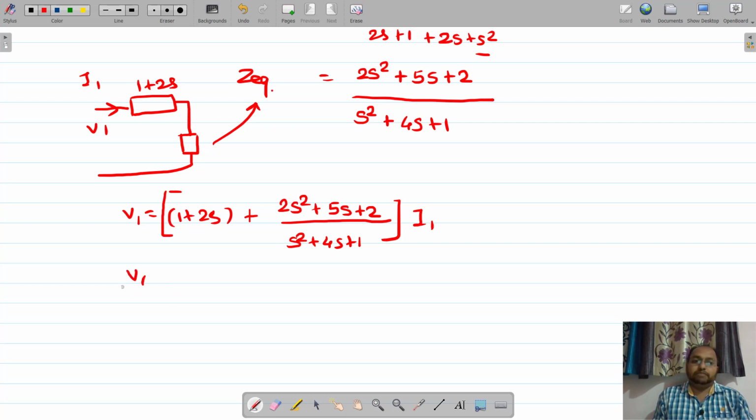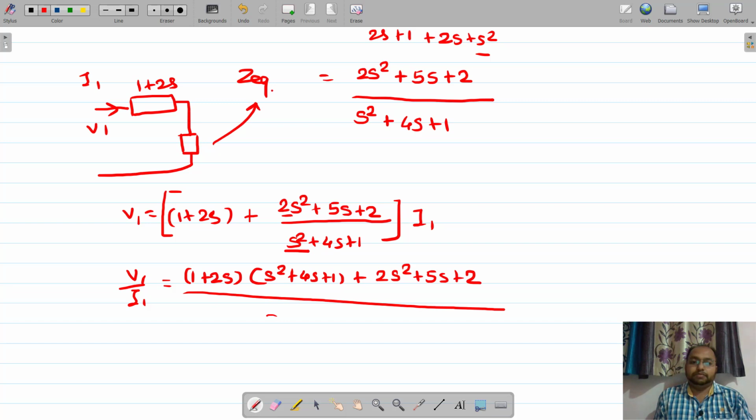So let us take I1 to the left hand side and let us do the cross multiplication so that we can make the denominators common. Okay, so 1 plus 2s, that will be now multiplied with this denominator, s square plus 4s plus 1, plus this remaining term 2s square plus 5s plus 2, and divided by that numerator, s square plus 4s plus 1, right?